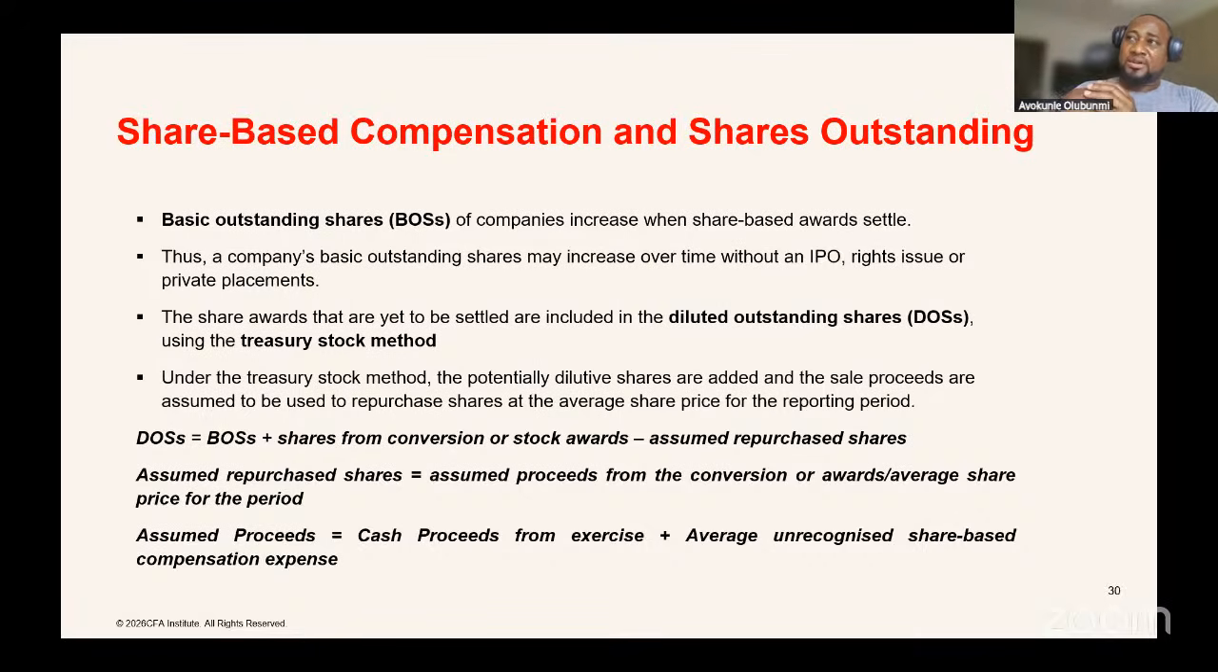Now, for diluted EPS, you know that at times you might have some shares that have not vested, right? Those shares that have not vested can actually be dilutive, and if they are dilutive, you need to add them to your computation of diluted outstanding shares, which will be used to compute your diluted EPS. So to get your diluted outstanding shares, you start with your basic outstanding shares, which is the number of shares that you have already issued, then add the shares from conversion of stock awards. So you add the potential shares that will be issued whenever those share-based compensation awards vest, and then you subtract assumed repurchases. Like I mentioned earlier, a company might have a policy of buying back some of the shares in the market. If you have that particular policy, then you need to assume the volume that you think will be repurchased, which will be the assumed proceeds from conversion divided by the average share price.